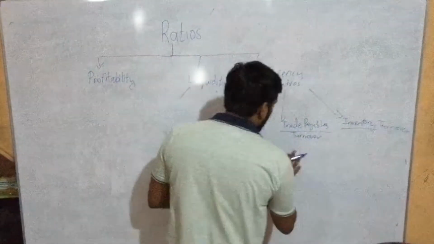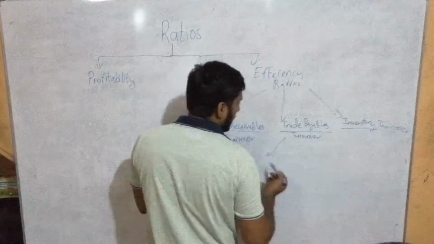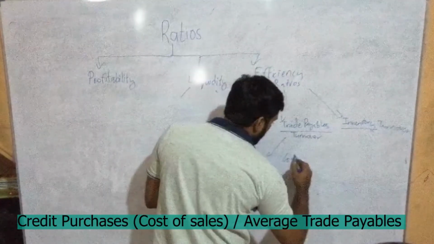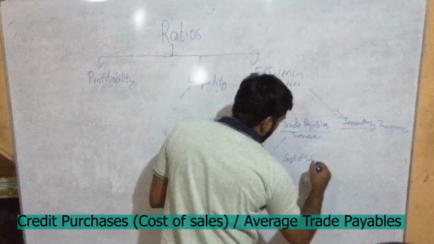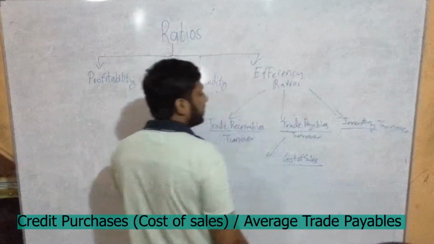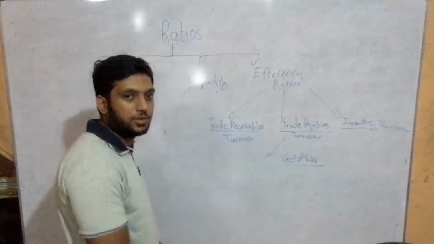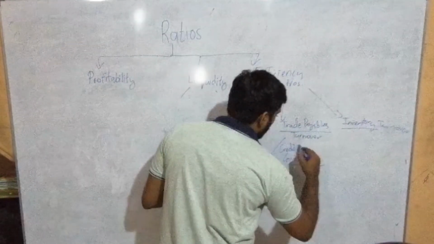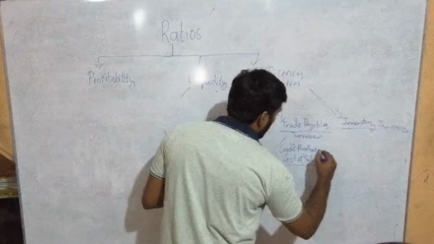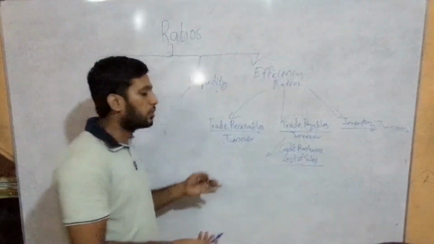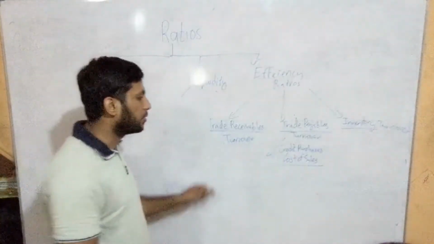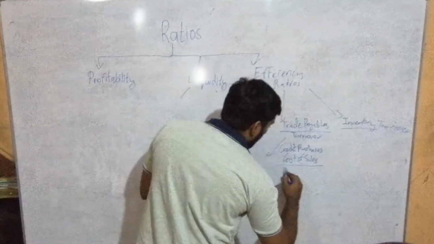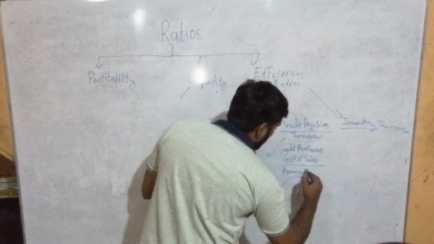So trade payables turnover is also speaking about, like I said, you need to know the formula. Trade payables turnover has cost of sales. You can take cost of sales if they don't give, or there's another way, you can take credit purchases. So this is how you find. Most of the time, if they don't give credit purchase, you can find cost of sales too. So you can divide it by average trade payables.